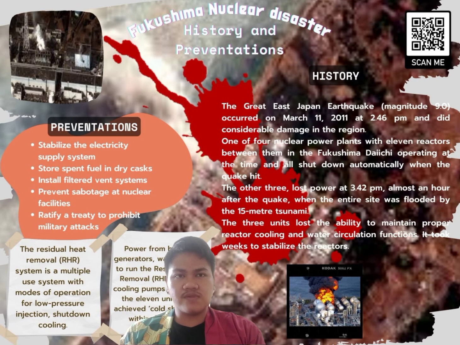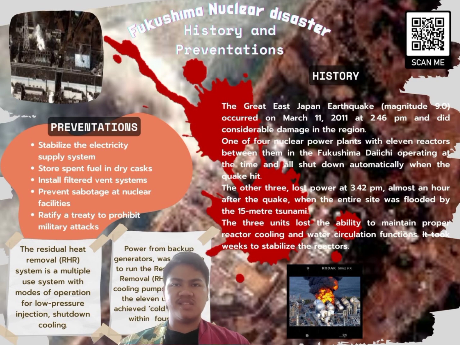The entire site was flooded by the 50-meter tsunami. The three units lost the ability to maintain proper reactor cooling and water circulation function. It took a week to stabilize the reactor. Power from backup generators was available to run the residual heat removal (RHR) system cooling pump at 8 of the 11 units and achieve full shutdown after 4 days.